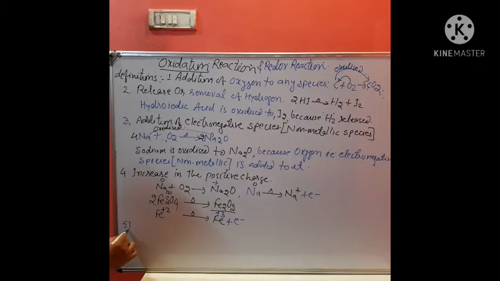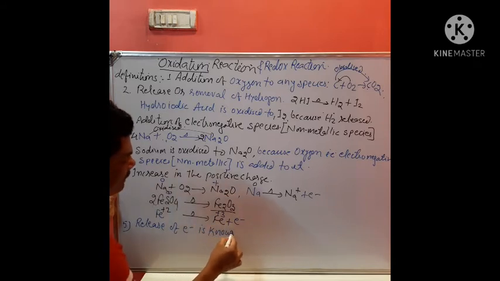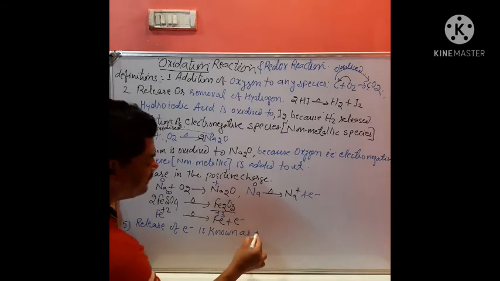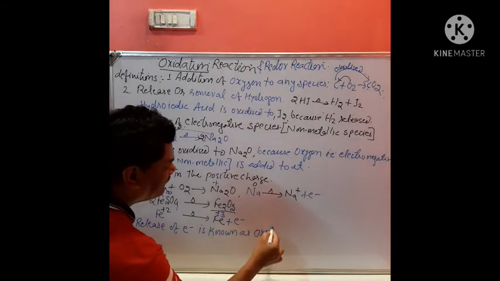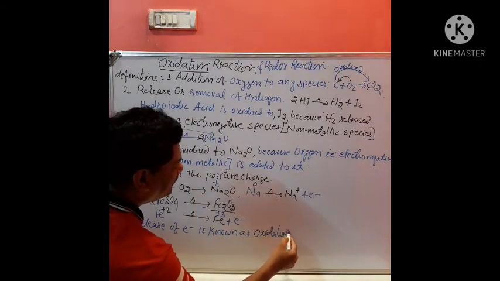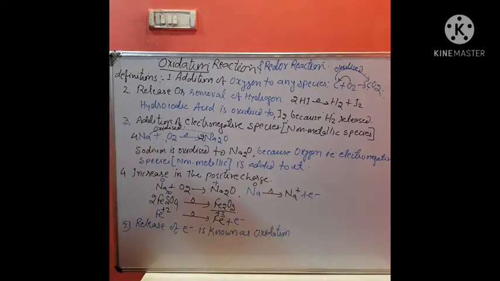Therefore we can say one more definition on this basis: release of electron is known as oxidation. So these are a few more examples. Release of electron is known as oxidation.